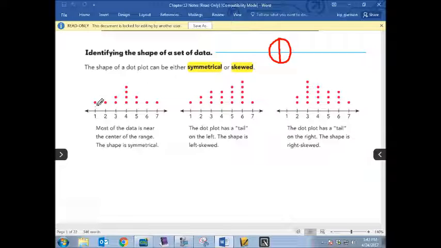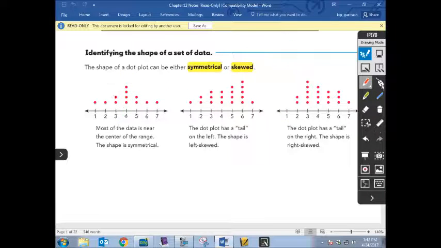So when you look at this one here, see how most of the data is kind of near the center of the range. So we know the range here is 7 minus 1, which is 6. So the center of that would be right around 3 or 4 or 5, and you can see the majority of the data is right there in those 2 spots. So that would be, and you're going to learn more about this when you go to high school, but there's more to that, but that would be what's called a symmetrical dot plot.